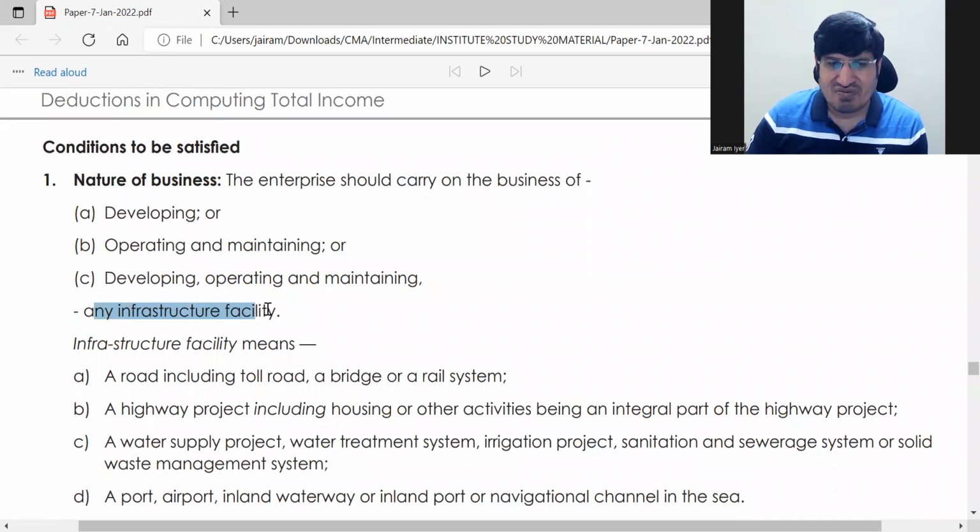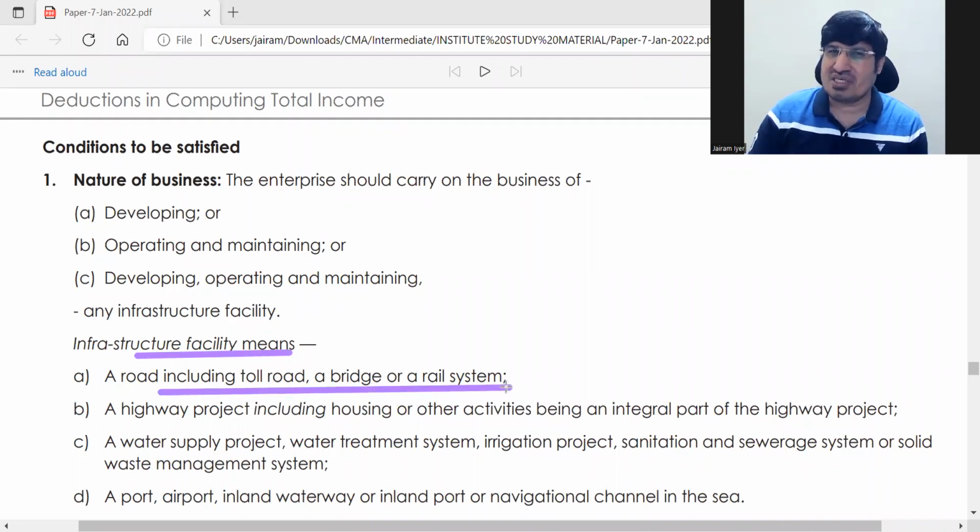And what is an infrastructure facility? ठीक है, we have seen this definition earlier. So infrastructure facility means what? Road including toll road, bridge or rail system. Infrastructure basically यही सब रहेगा. रेल लाइन बिछाना और रेल लाइनिंग और highways. Things like that are called infrastructure facility. Or a line for, you know, all those things we had, long pipeline, sewerage line, all that comes under infrastructure facility. This is toll road and all, bridge.